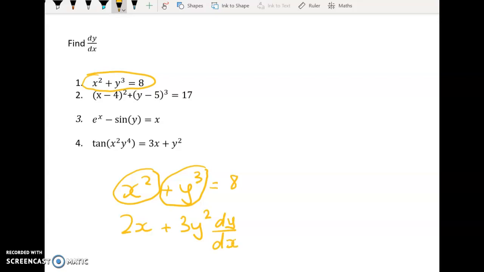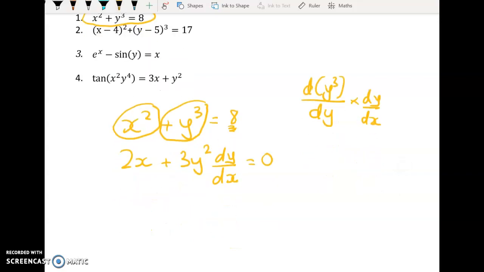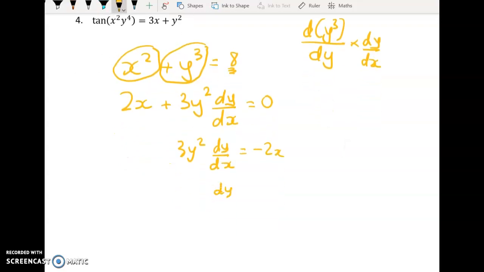So that's using the idea that we are doing this. We're differentiating y cubed with respect to y, and then we're multiplying by dy by dx. So it's a straightforward application of the chain rule. When I differentiate a constant with respect to x, I get 0. All I have to do now is rearrange, and I get dy by dx is equal to, so let's go very slowly, 3y squared dy by dx is equal to negative 2x. And then dy by dx is equal to negative 2x over 3y squared.